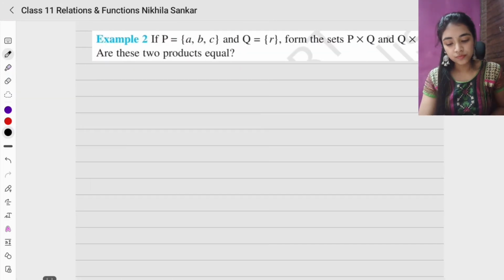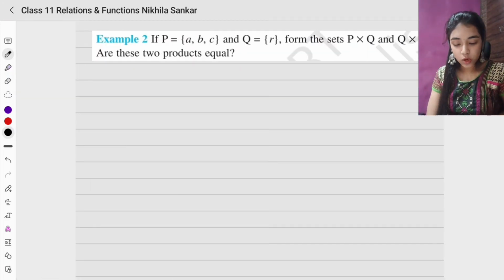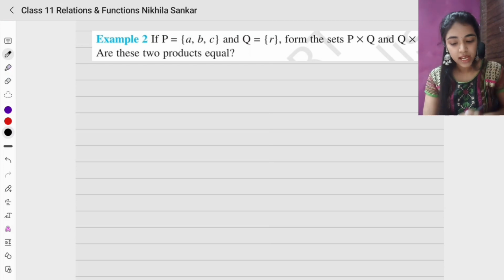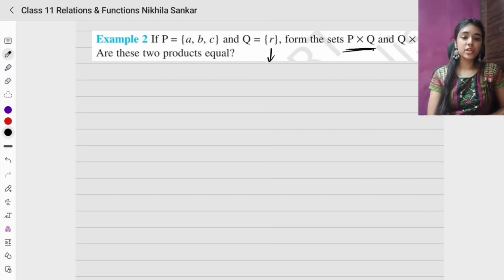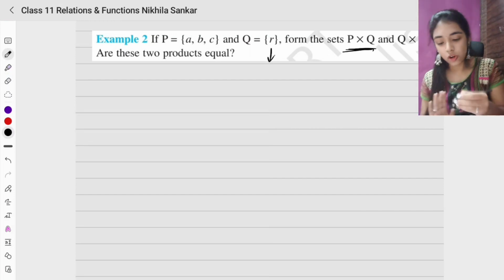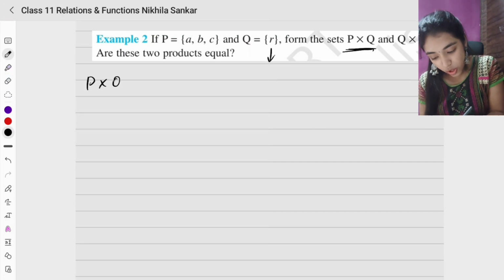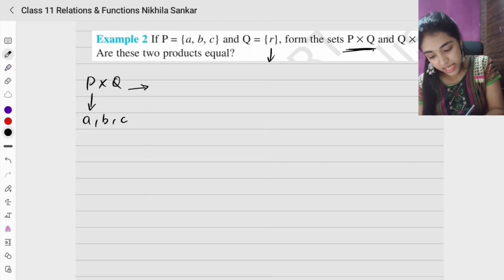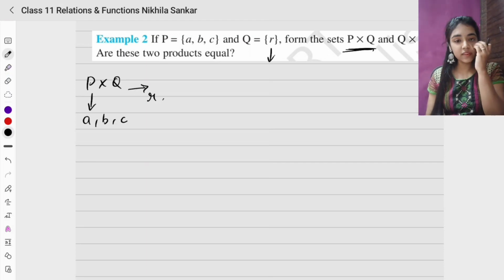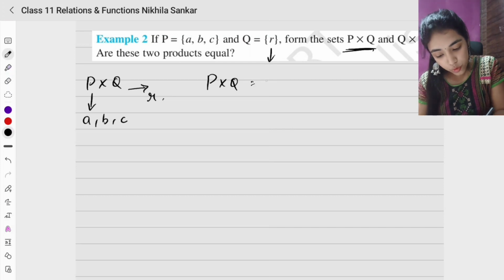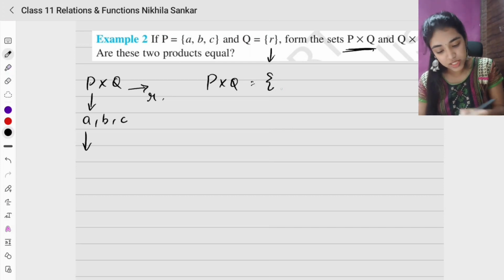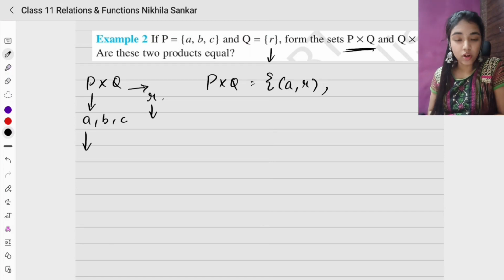Now example 2. P equals {a, b, c}. These are the elements of the set P, and Q has the element r. Form the sets P cross Q. So now we are going to learn how to find a Cartesian product. How do we find P cross Q? The elements in P are a, b, c and the element in Q is r. Whenever I'm finding P cross Q, I have to take the element from P first. So I have to write the ordered pair (a, r), where r is the element in Q.